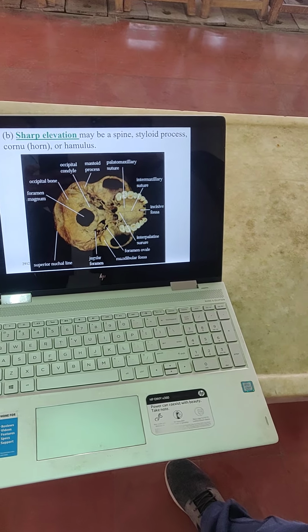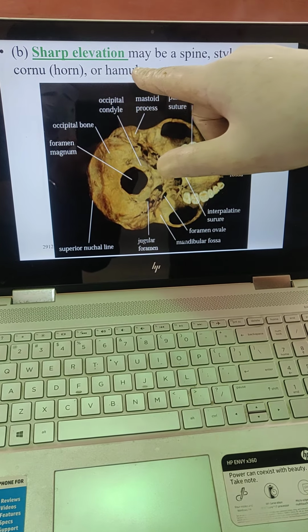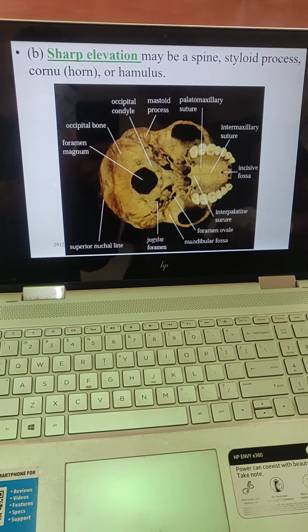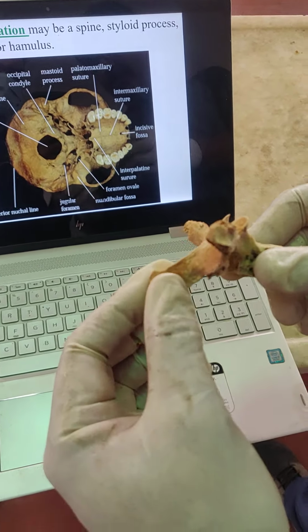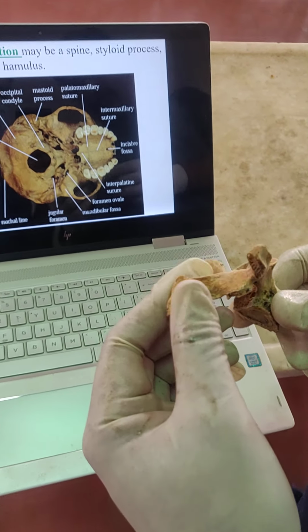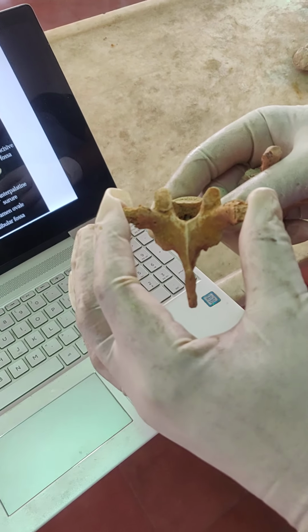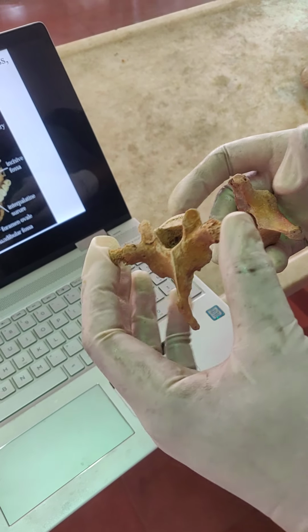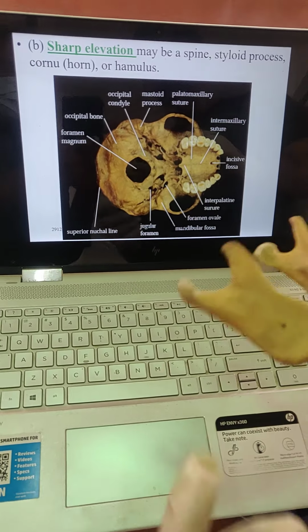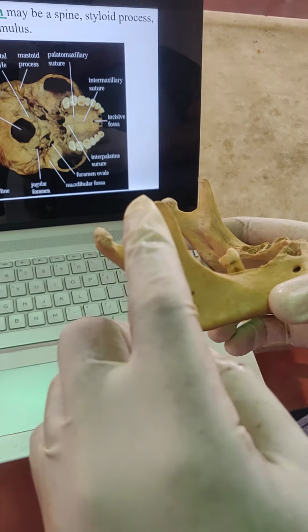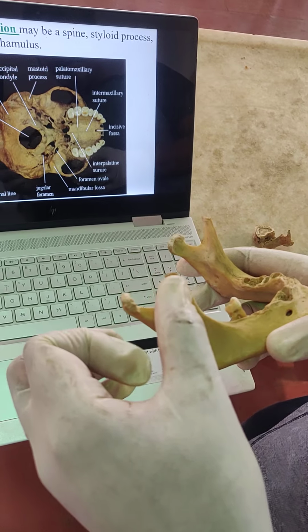A sharp elevated area may be a spine, a styloid process, a cornu, or a humulus. Here you can see this is the spine of the vertebra. These are the transverse processes of the vertebra. Here I will show you over the mandible. This is the cornu, this is the elevated area. It is called the coracoid process.